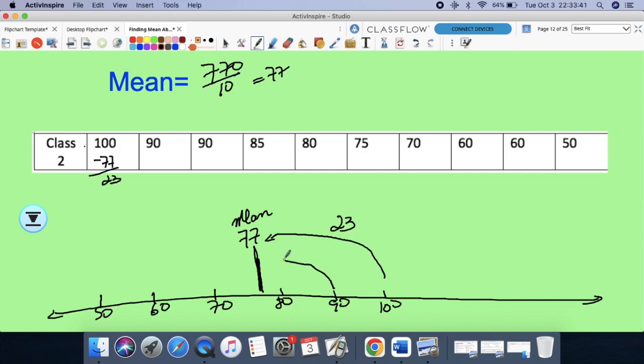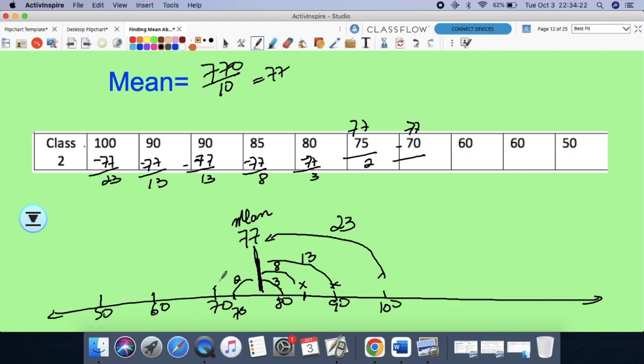90 to 77. If you were to walk to 77, you would walk 13. 85, which is here, and you walk to 77, that'd be 8. And then 80 to 77, that'd be 3. And then 75 to 77, that would be 2. Right, this was 2, that was 3, this was 8, this was 13.